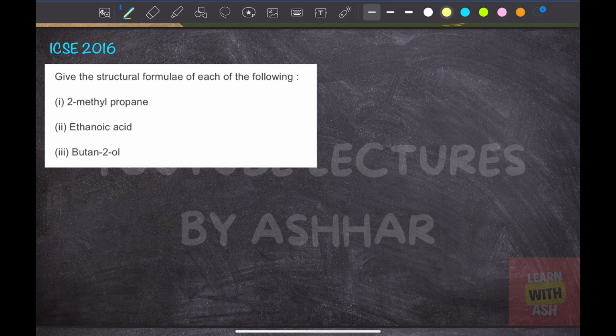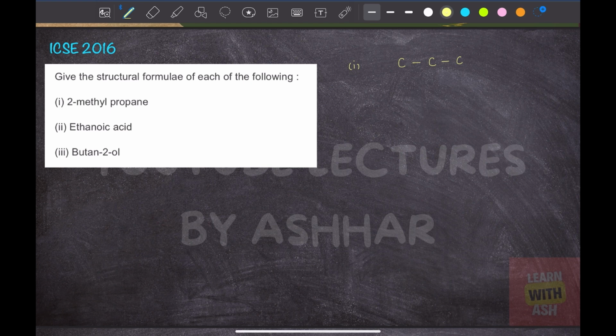us to draw the structural formula of, and the first one is 2-methyl propane. So first of all, regarding propane, propane means there are in total 3 carbons. So I will be drawing up over here 3 carbons. Later on, they have told us that it is 2-methyl. It means that at the second carbon, there is a methyl group.